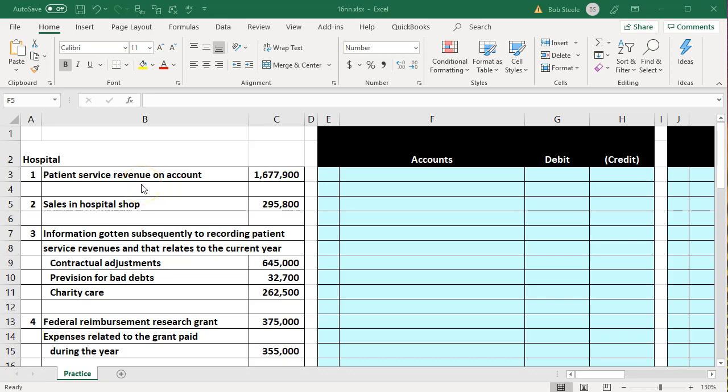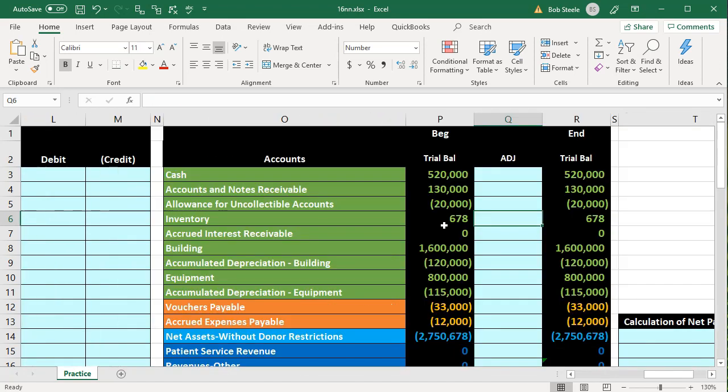In this presentation, we will work a practice problem related to a hospital. The information is going to be on the left side. We're going to enter that information into the blue area on the right side. The blue area on the right side will include a general journal where we will journalize the journal entries. We will then post those entries to the trial balance worksheet in the blue column.